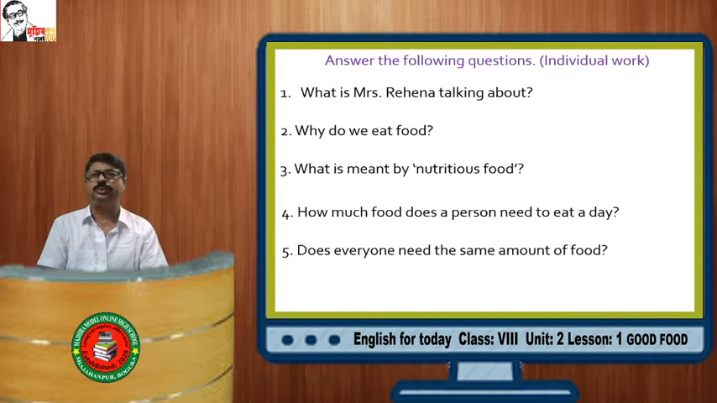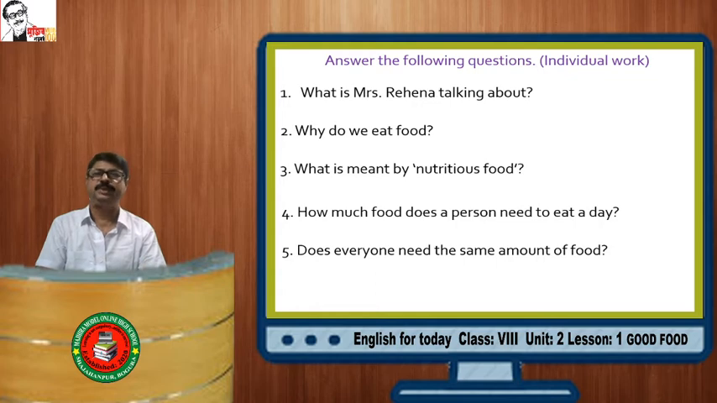Question number 2. Why do we eat food? Question number 3. What is meant by nutritious food? And the 4 number, how much food does a person need to eat a day? And the last question is, does everyone need the same amount of food? Think about the question and try to tell the answer.